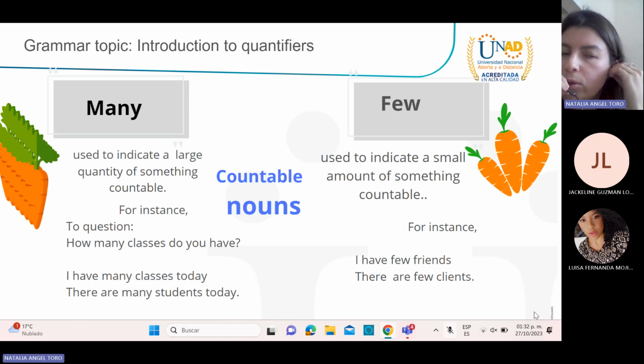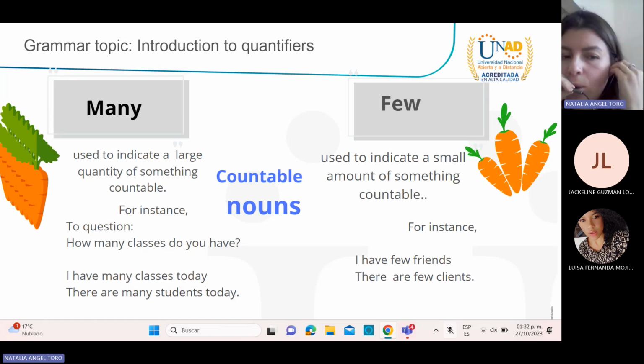What happens when we talk about countable nouns? With countable nouns, we use many and few. So many and few are reserved for countable nouns. It's not possible to use them with uncountables. So many is used to indicate a large quantity of something, but something countable. For example, how many classes do you have today? We can count classes. So, I have 3 classes today.